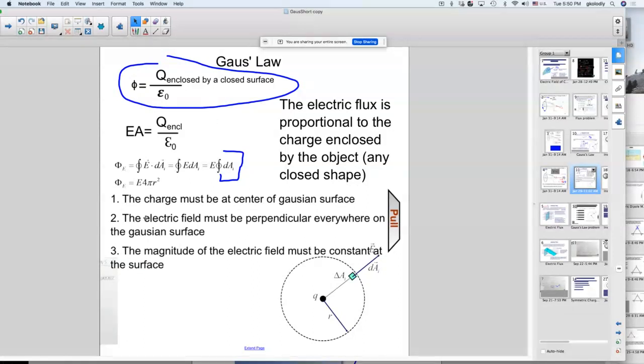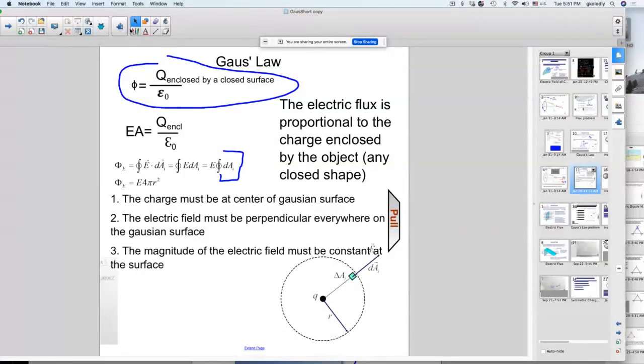So in order to use Gauss's law, first of all, the charge must be at the center of some Gaussian surface. The Gaussian surface in this case was a ball with the charge at the center, but it doesn't have to be a ball. Any Gaussian surface would be good, as long as you know the flux through that Gaussian surface. And that flux has to be constant, right? The electric field must be perpendicular everywhere on the Gaussian surface, like it was here. The magnitude of the electric field must be constant at the surface.